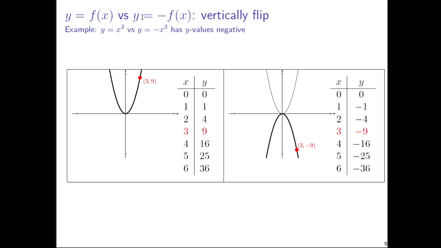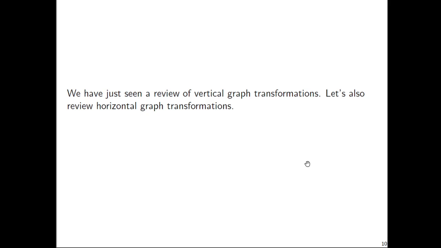Finally, y equals f of x versus y equals negative f of x. So this vertically flips. Think of y equals x squared as our example. y equals x squared has all positive y values, versus y equals negative x squared, where all the y values should be negative. So all the numbers in the second chart of x and y values are negative. The original parabola is still shown thin, and then in thick you see the transformation of the upside down parabola. Okay, those are the vertical graph transformations.